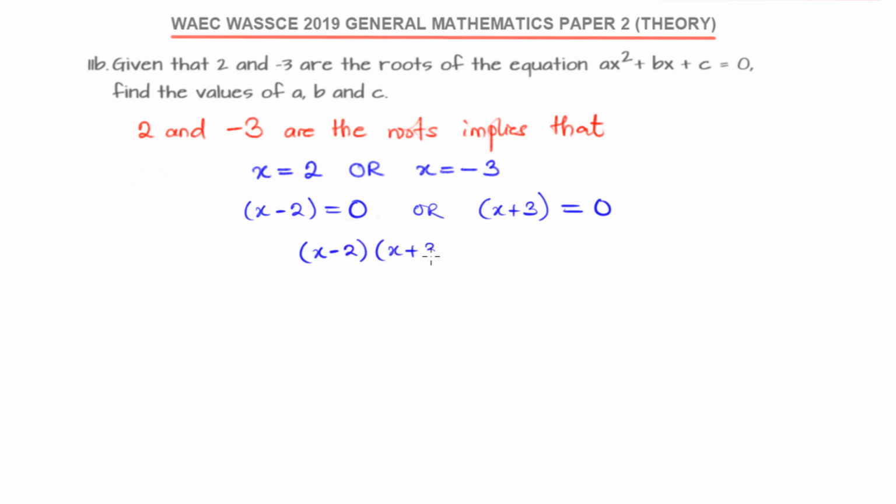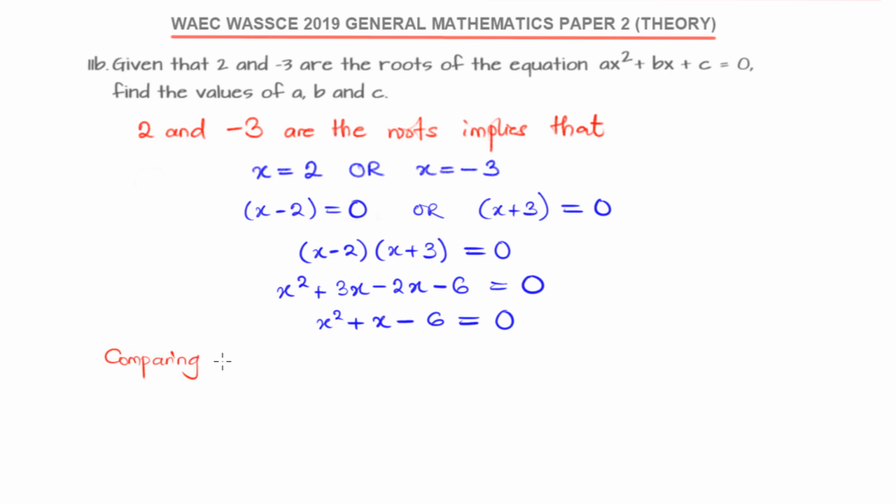And now we just combine them to be x minus 2 into x plus 3 is 0. If you are to open the bracket, x times x is x squared, x times 3 is 3x, minus 2 times x is minus 2x, minus 2 times 3 is minus 6. So that we have x squared plus x minus 6 is equal to 0. This is a quadratic equation that we get from using 2 and minus 3 as the roots.